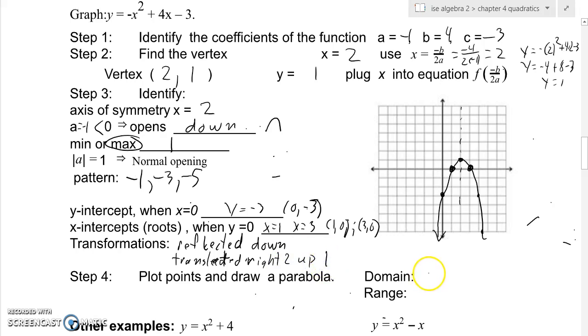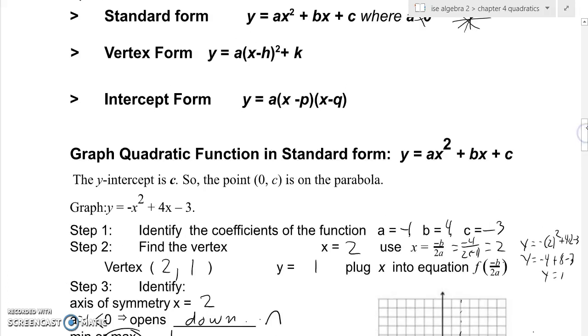Our domain is all real numbers, negative infinity to infinity. And our range is everything smaller than this y value. So our y's are all less than or equal to 1, from negative infinity to 1 inclusive. Alright, so that's the one we know how to do. We are now going to go and do an example of vertex form and then an example of intercept form, and how that graphing changes a little bit if you don't want to put it back into standard form.